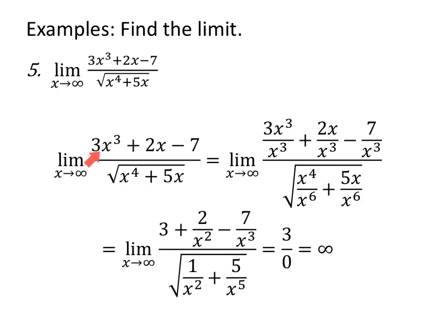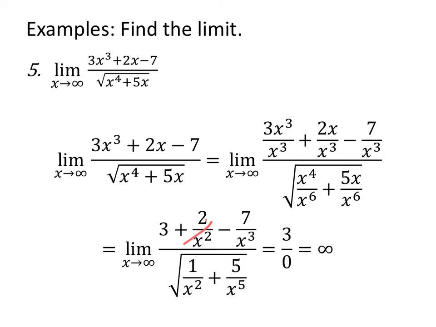But remember, when I divide by x cubed, in the numerator, no big deal. But under a radical, x cubed is the same as x to the 6th. So when I divide, I'll end up with 1 plus 2 over x squared minus 7 over x cubed, all divided by the square root of 1 over x squared plus 5 over x to the 5th. And I'm still taking the limit. I still have to write limit as x approaches infinity because I haven't let x go to infinity yet.